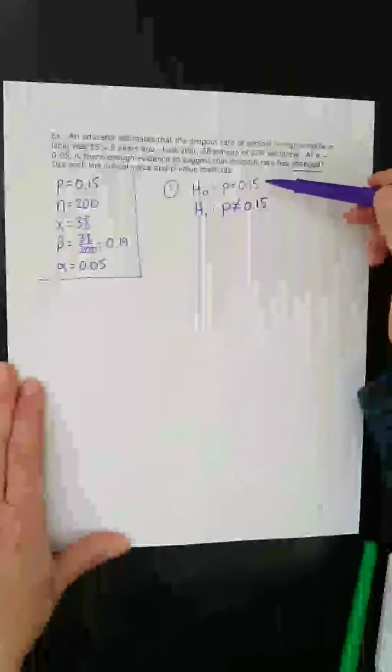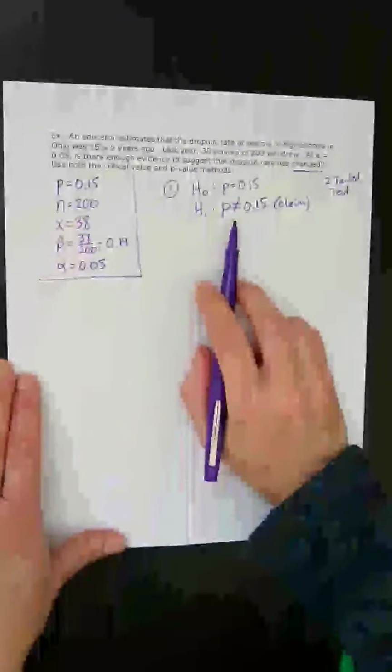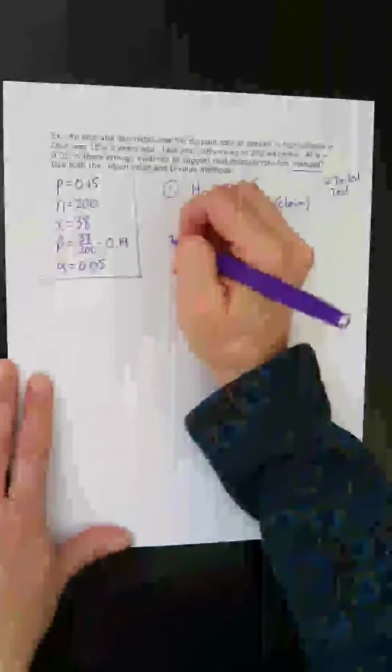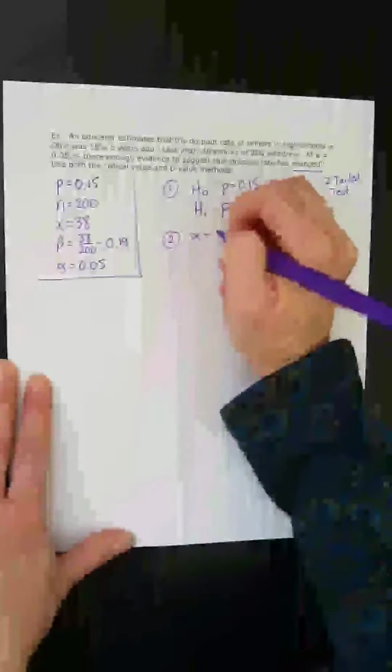It's something else. And remember, for our proportions, we turn our percents into decimals. So this is my claim, and this is a two-tailed test, because we have the difference. It could be less than 0.15 or it could be greater than. Alpha is 0.05, boring step. And step 3 is our test statistic.